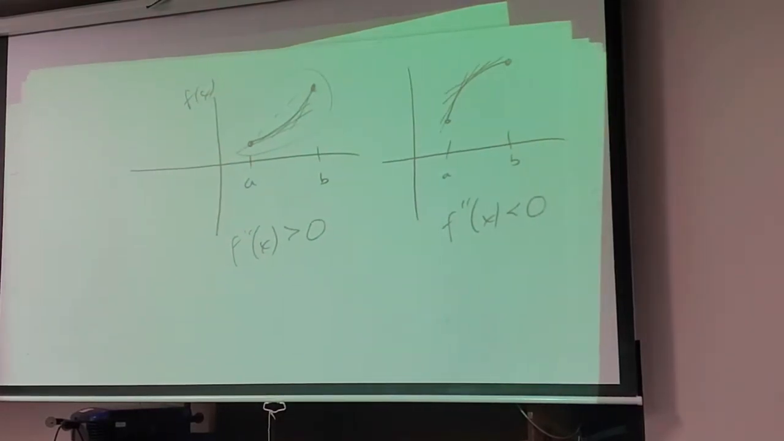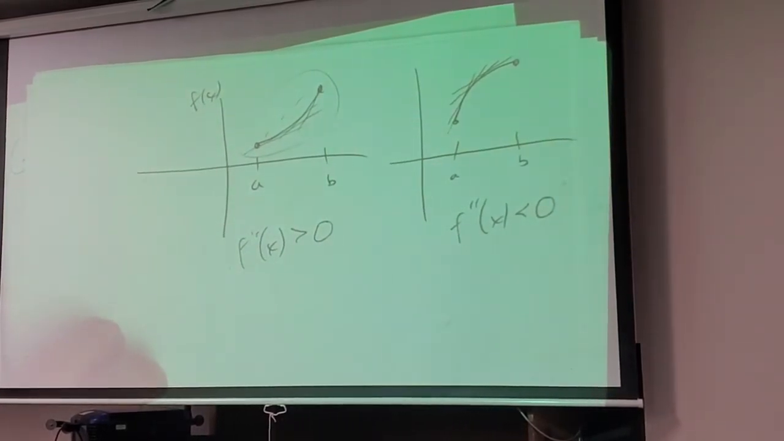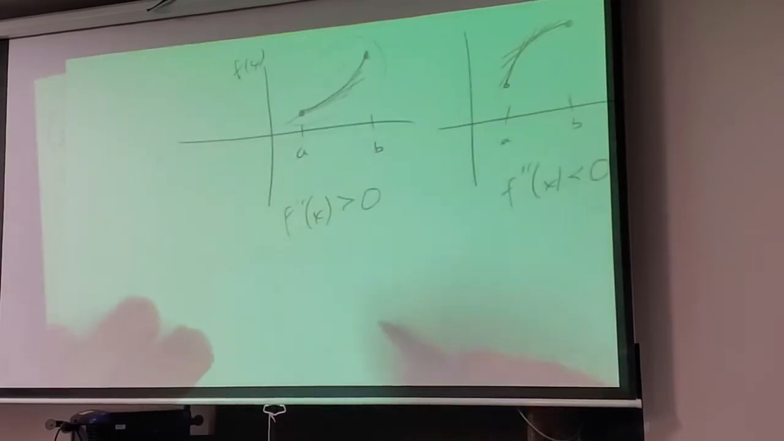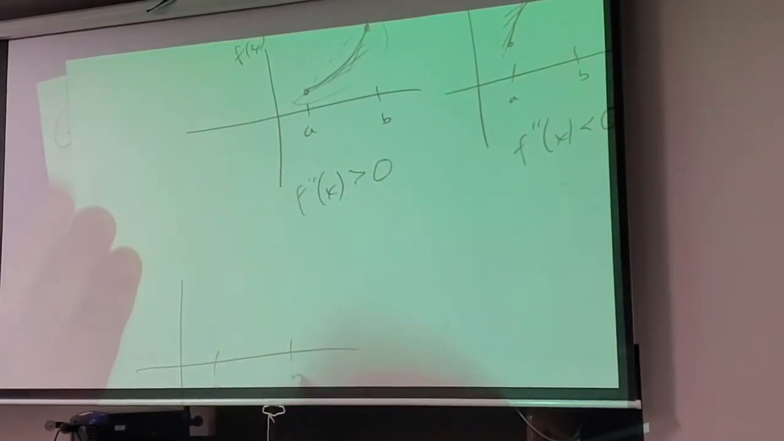Okay, let's let that sink in a little bit. So the second derivative is kind of like two steps removed from the original function. That's why it's a little bit harder to conceptualize. You're not thinking about the function itself. You're thinking about what the slope is doing. So let me ask you this. What if I had these two?